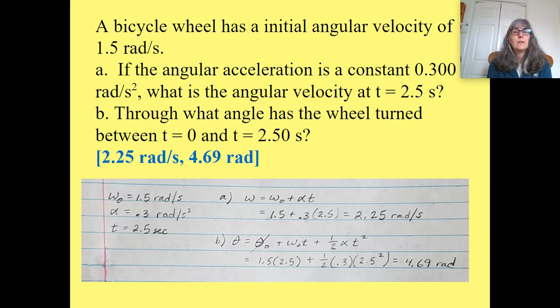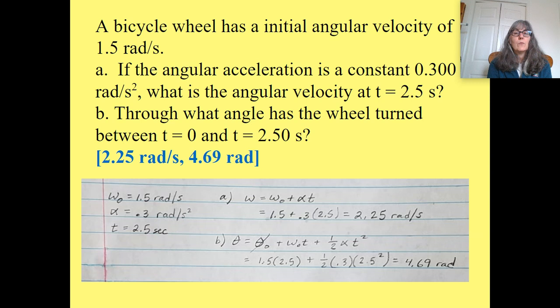So for this problem, we know the angular velocity that it starts with is going to be 1.5 radians per second. We know the angular acceleration is 0.3 radians per second squared. And we want to know, after a time of 2.5 seconds, what the final angular velocity is, so omega. We use the v equals v0 plus at equation, just all Greekified. So omega equals omega 0 plus alpha t, and plug it in, and you get your answer.